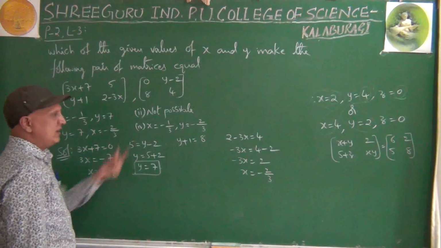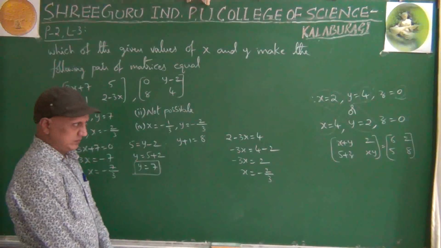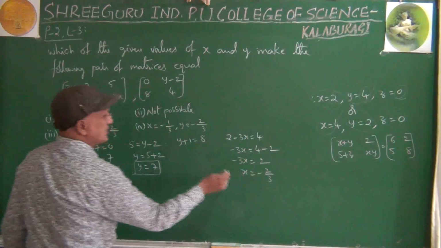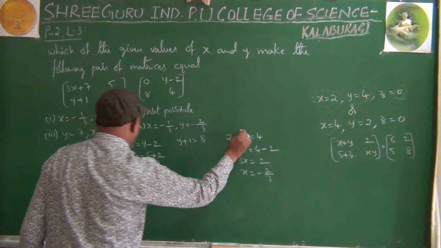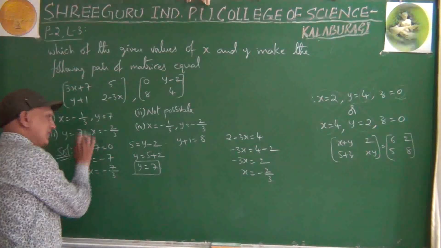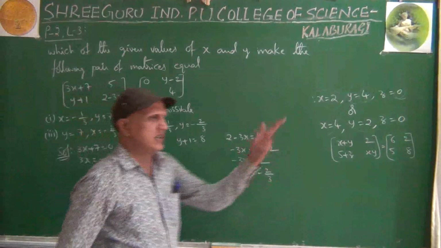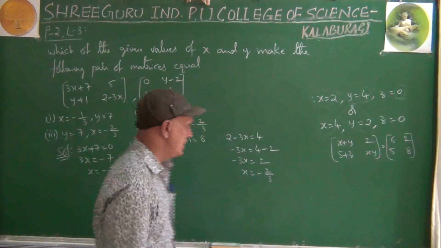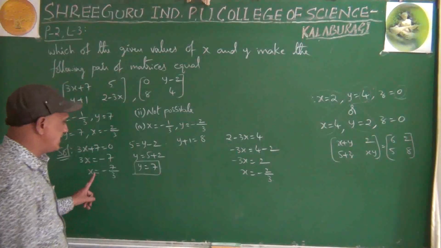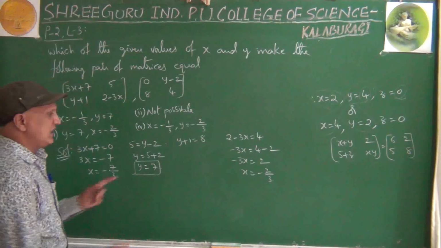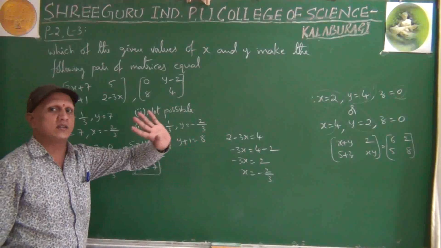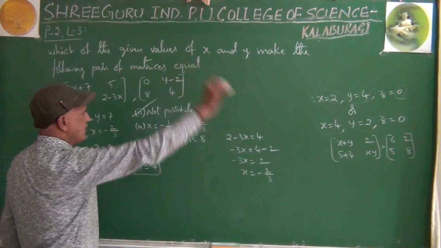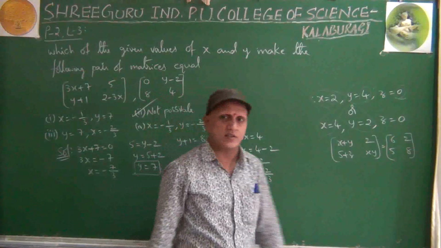One will satisfy, another will not. If you want to take x equal to minus 2 by 3, you have to substitute x equal to minus 2 by 3 here and here. Both should satisfy. No, it is not satisfying. Only one equation satisfies. That's why you cannot write the answer as x equal to minus 7 by 3 or x equal to minus 2 by 3. It is not possible.